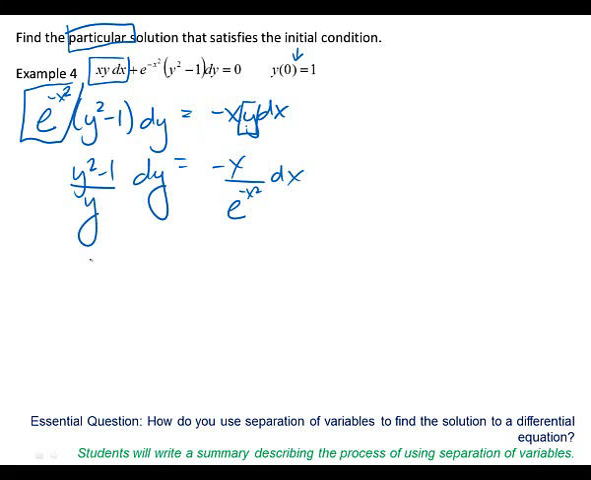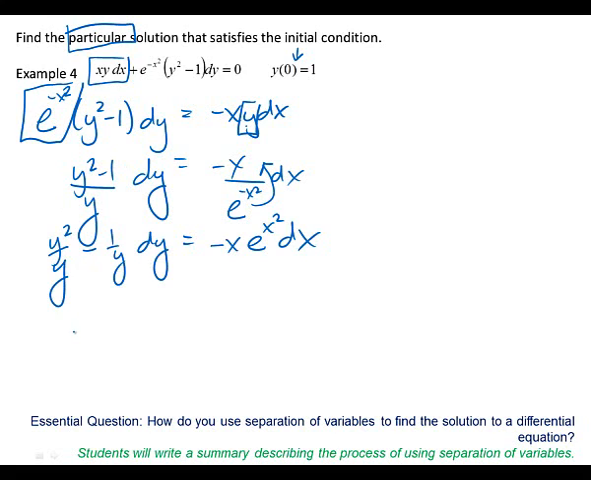Okay. Before I integrate, I'm going to do a little bit more of playing with this. Is this one here happy? He's not happy, so I get to bring him upstairs to make him happy. So I'd have negative x e to the x squared dx. That looks much better. Over here, it's the same thing as saying y squared over y minus 1 over y dy. What does that reduce to? Y. So we really have y minus 1 over y dy, and then we're going to integrate that piece. Here I could throw my integral symbol on there.